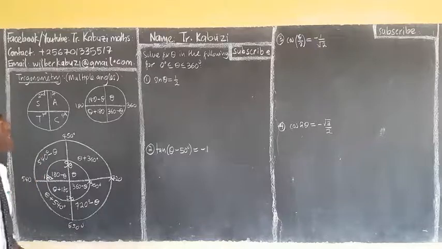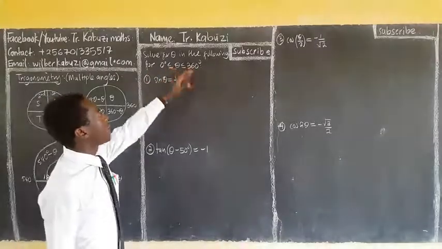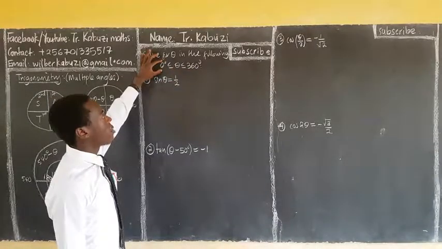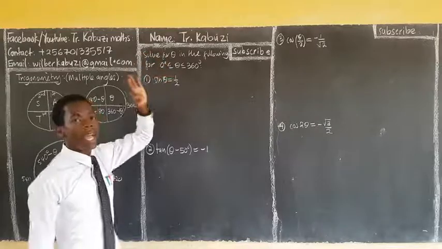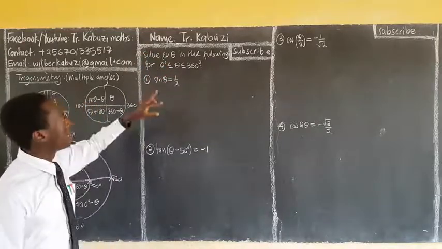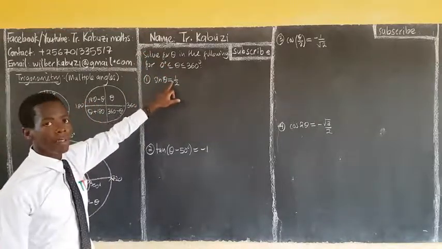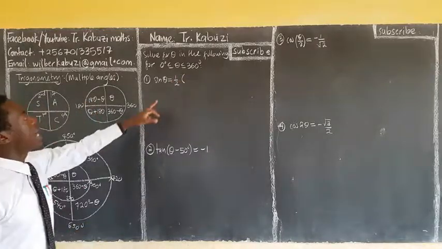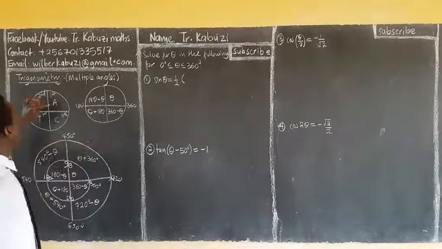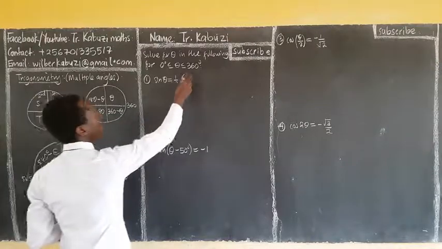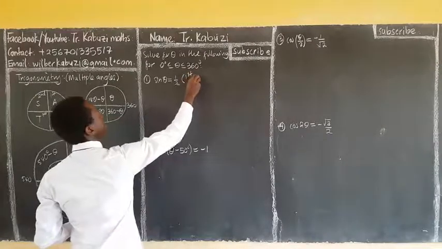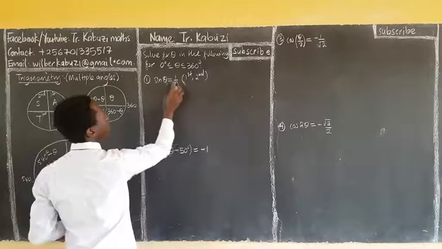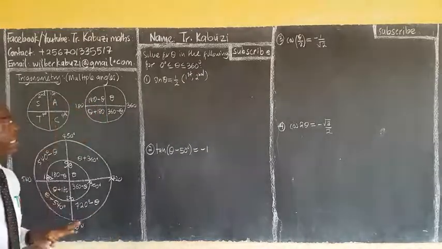Now, let us see. For theta in the following, they are giving you this range. Always your range should correspond with the angle that you have first. So this one is positive, meaning if it's positive, we identify the quadrants. Sine is positive in 2 quadrants, the first and the second. So here we indicate it's positive in the first and the second. Why? Because the sign is positive.